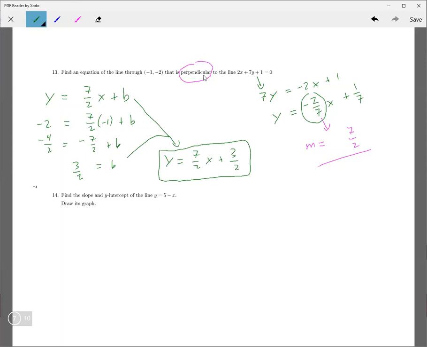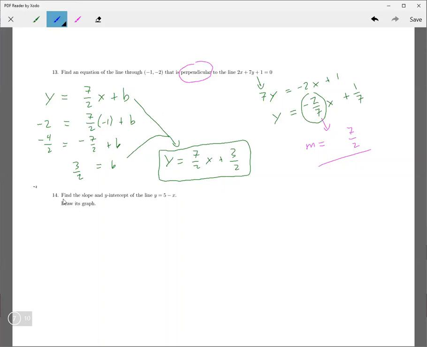Okay, so notice this time it's perpendicular. So you flip it over and multiply by negative, but then that's your equation, and plug the point in there. You can also just use the slope-intercept form if you want. No, I'm sorry, the point-slope form if you want. That would save a little bit of time.